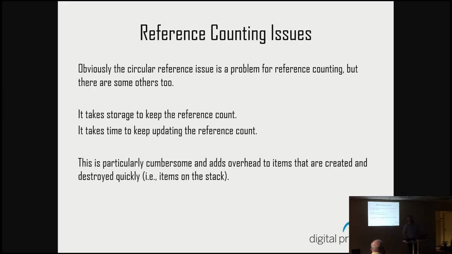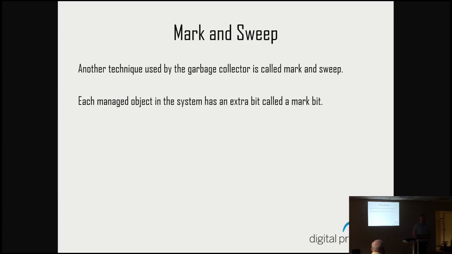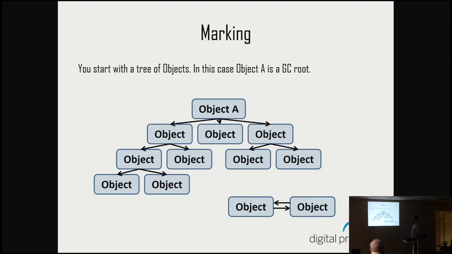So the way that most people deal with reference counting issues is called mark and sweep. Mark and sweep is a slightly more advanced version on our pathway towards where modern browsers currently are. Mark and sweep collection involves the idea that we will have an extra bit that we'll store on every object. It's called a mark bit. And what we do when we see a tree of objects like this is that we have our two objects down here that are referencing each other.